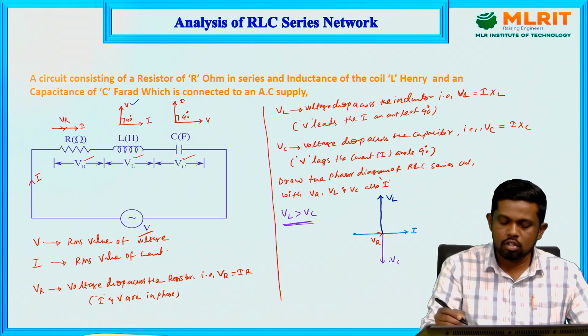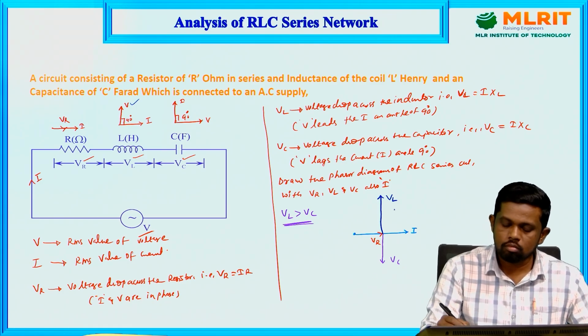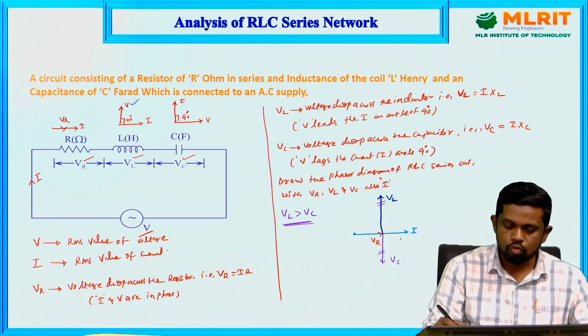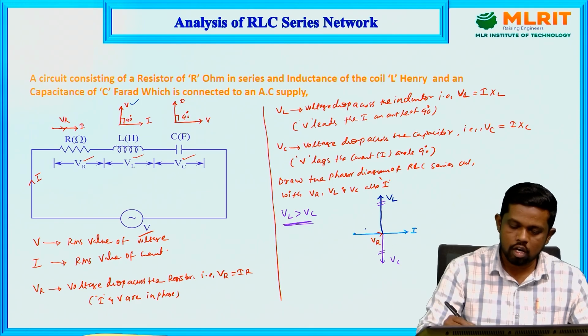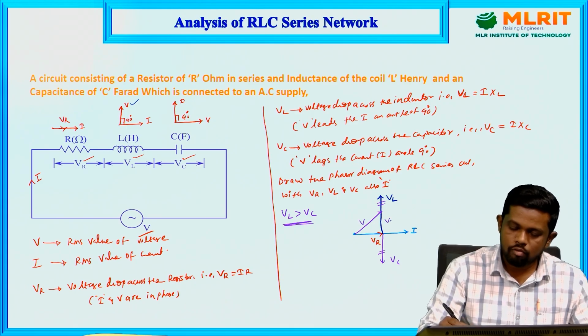For that, the resultant vector should be here. So we will get the resultant vector. Here these two values are the same, so we need to take the resultant vector on the inductor voltage vector. So this is the resultant vector V. This value is VL minus VC. In this case, VL is greater than VC.